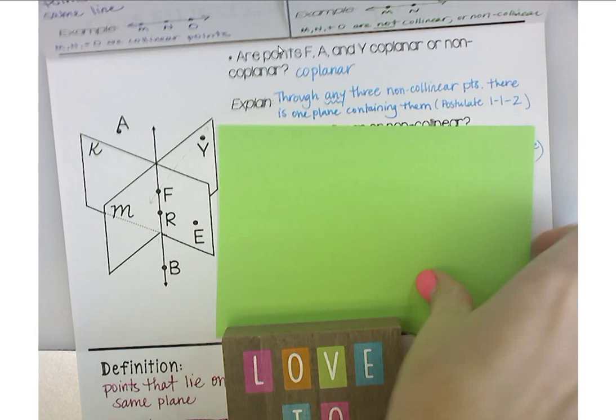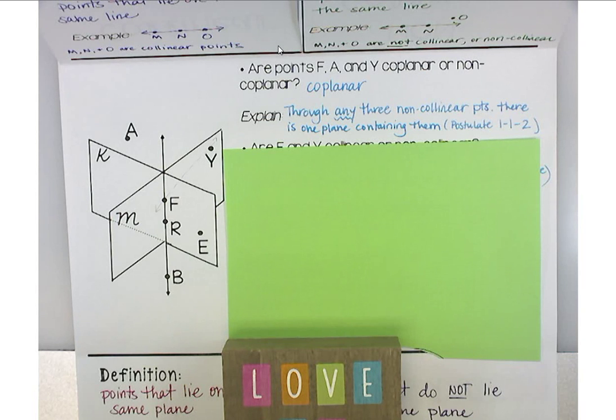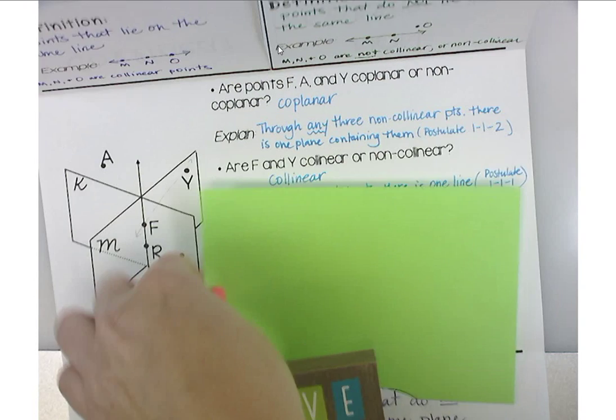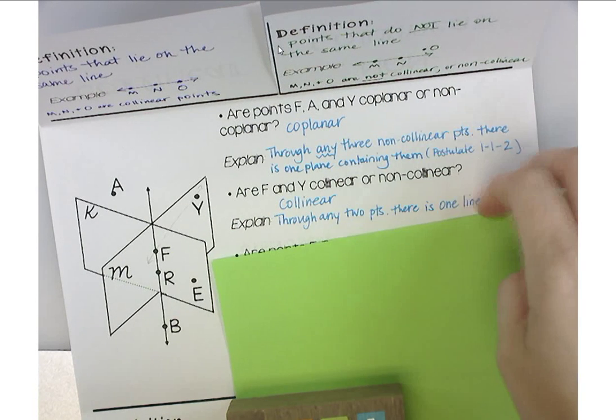Okay, so let's look at the next one. It says, are F and Y collinear or non-collinear? Tyler, what do you think for that one? Okay, collinear. Do you know why you're thinking that? Does it help if I tell you you're right? Okay, so he's right. They are collinear. Anybody think about why those have to be collinear? Yeah. Exactly. Because there's 2 points, there's a line in between any 2 points.